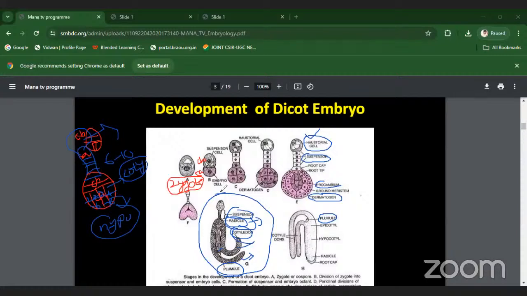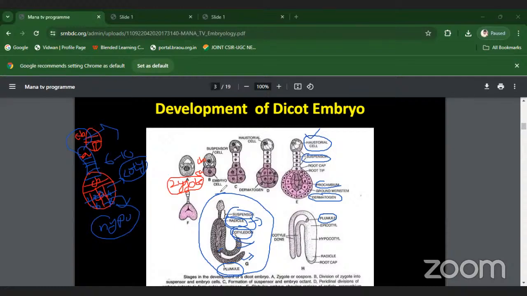Finally, they are differentiated into an outer periblem and an inner plerome, developed by further divisions. Remember, from the periblem and plerome, the internal parts are formed: the cortex and the stele. Plerome forms the stele. Periblem forms the cortex.